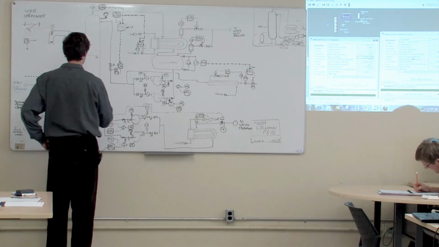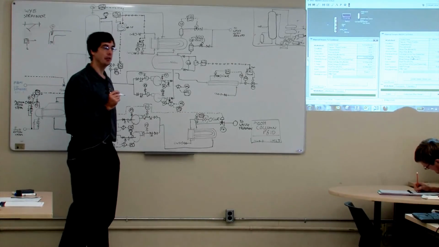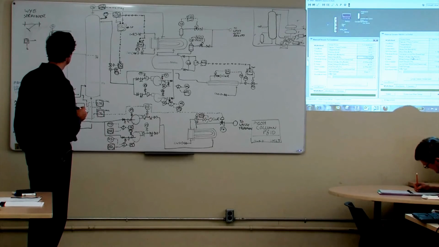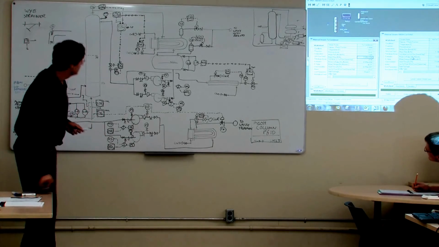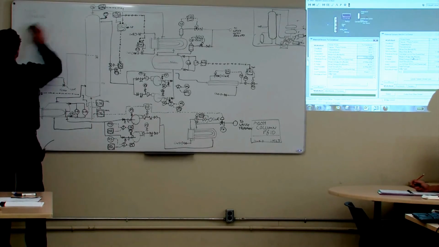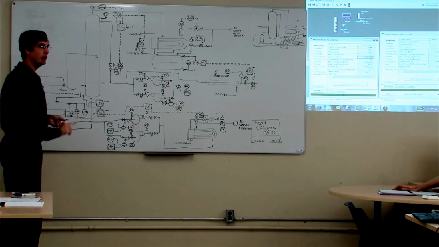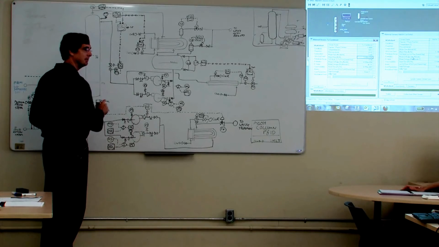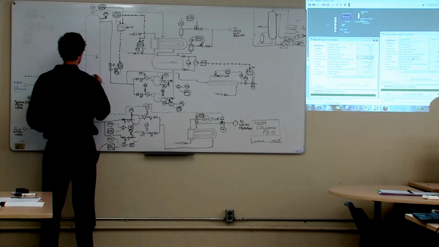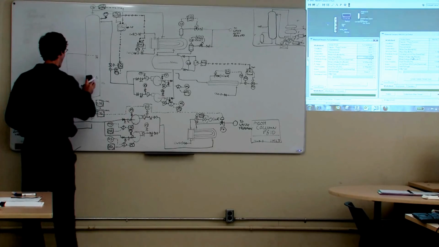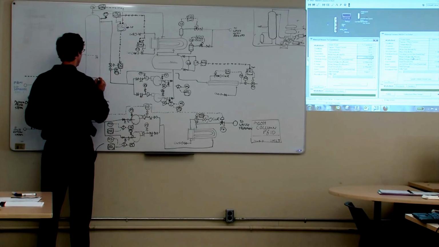Side draw, okay. Which tray do we need to pull the side draw off on? 48? Okay. So, are you sure it's 48? Yes. Really? How much money would you bet on tray 48? 750,000.